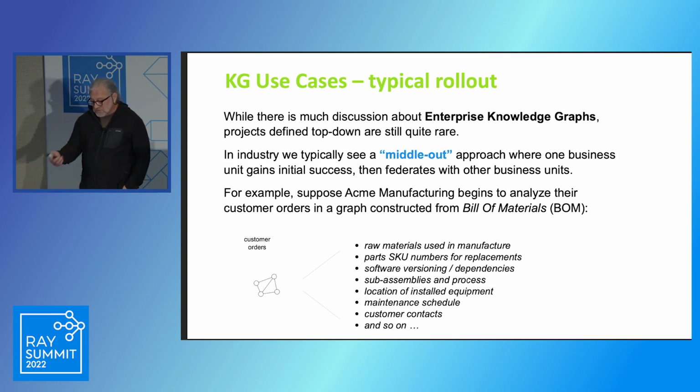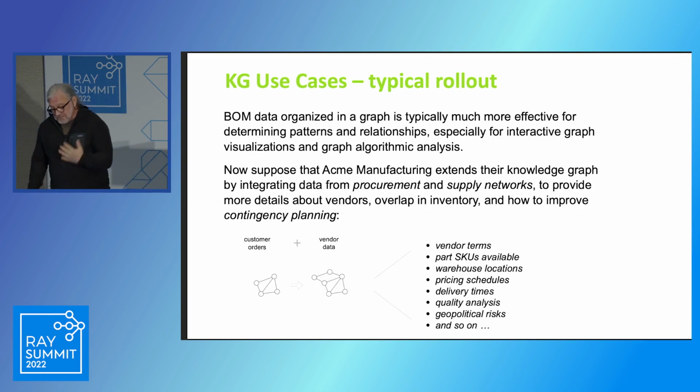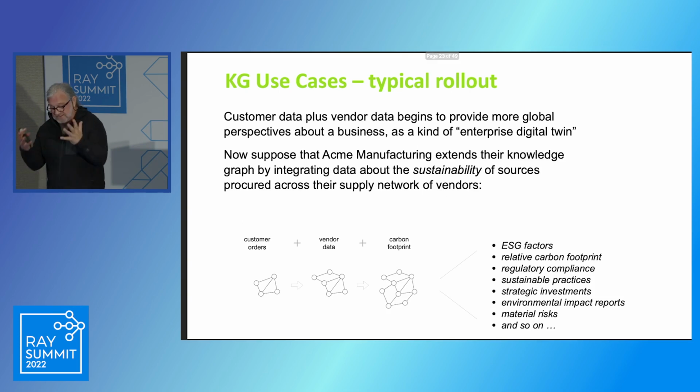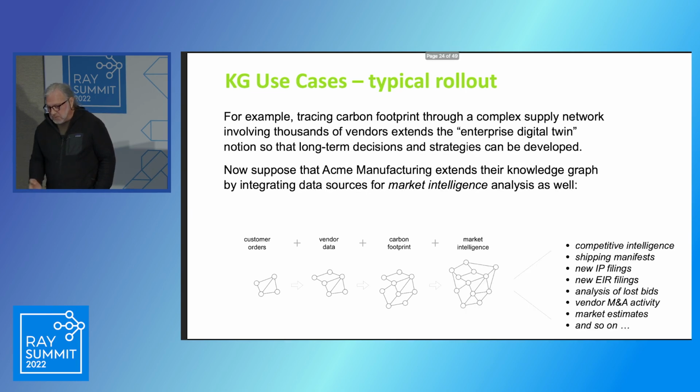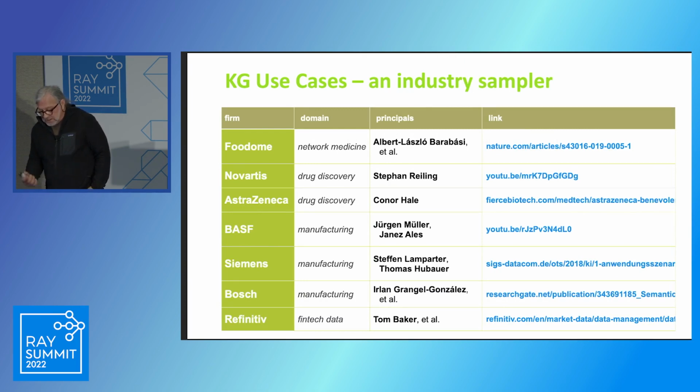I'm trying to show that if you start out from customer orders, you've got a smallish graph-like thing. Then you lay on some vendor data. These companies are very interested in carbon footprint and more sustainable sources of energy because they're very large energy users, so we track that as well. Then maybe we're looking at competitive intelligence and shipping manifests: why did we lose a bid, and who got it? Once you start to get this picture, it becomes very valuable in a corporate setting, but it also becomes a very large graph.